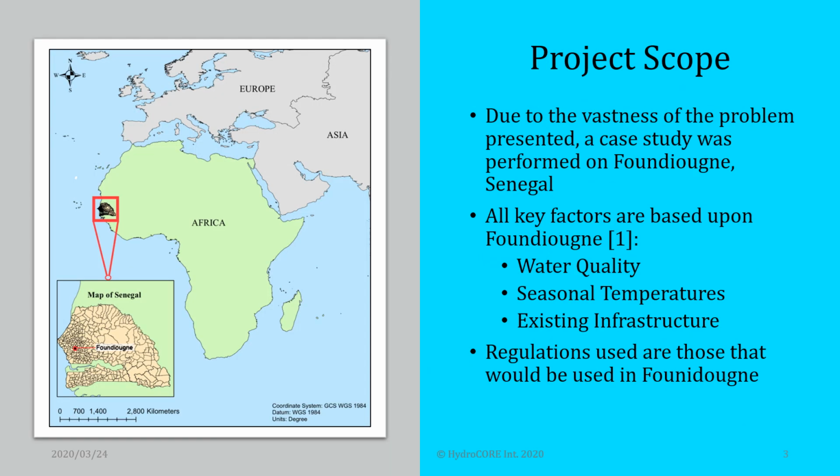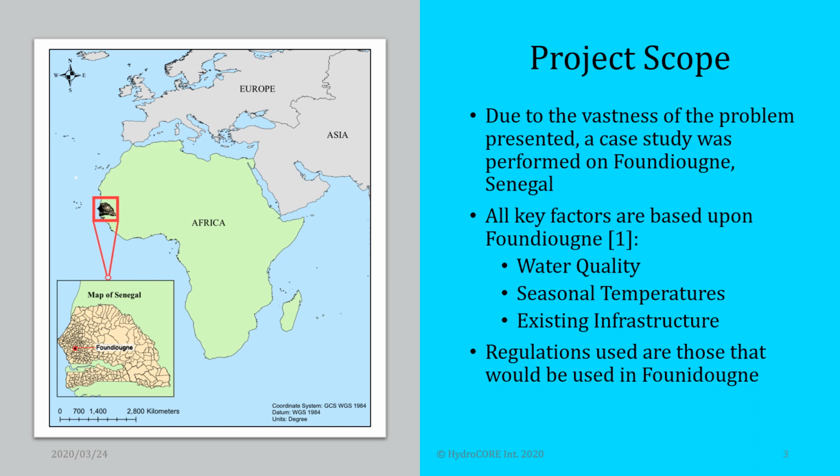Due to the vastness of the problem presented, a case study was performed on the community of Foundiougne, Senegal, in Africa. Foundiougne is a small community of 7,000 just inland of the Atlantic Ocean on the west coast of Africa. Foundiougne is on the Saloum River, a unique river due to it carrying brackish water.